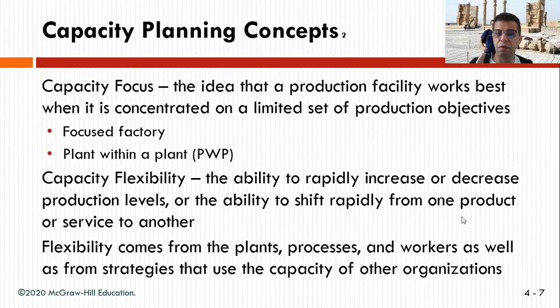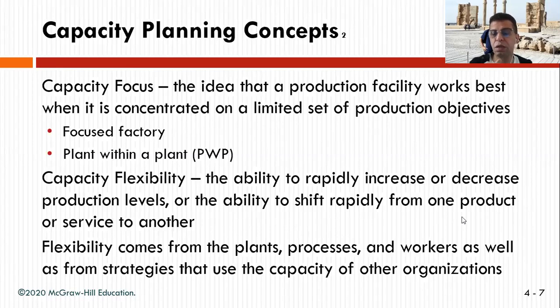Now, capacity flexibility, on the other hand, is the ability to rapidly increase or decrease the production level. That's one thing. But also the ability to shift rapidly from one product or service to another. So flexibility is how quickly you can switch from producing jeans and pants to t-shirts, something like that. That's one way of looking at it.